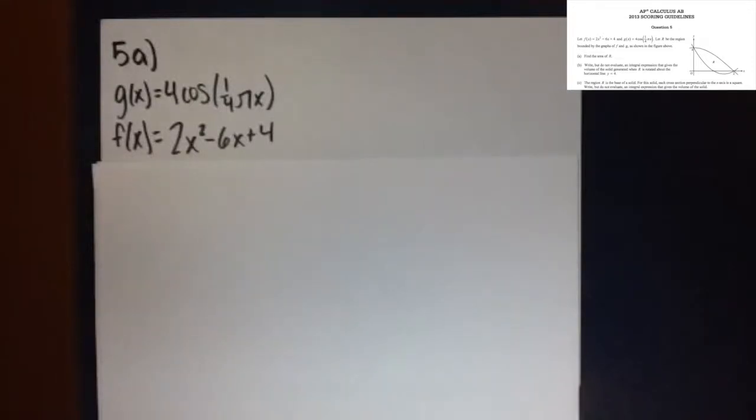In question 5, we are given two equations. g of x is equal to 4 cosine of 1/4 pi x, and f of x is equal to 2x squared minus 6x plus 4. Those two curves create a region that is called R.